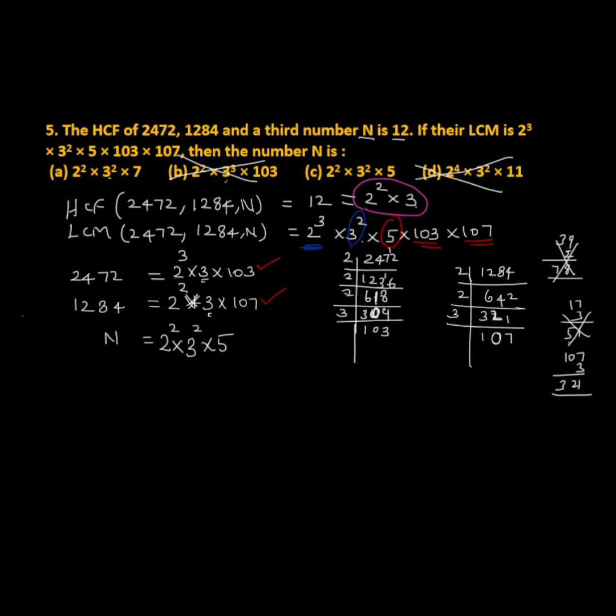So the correct option here is option 3, C. Option C is the correct option. So the number n should have prime factors 3 squared, 2 squared. So 4 into 9 into 5. So 9 5s are 45, into 4. That is the third number.